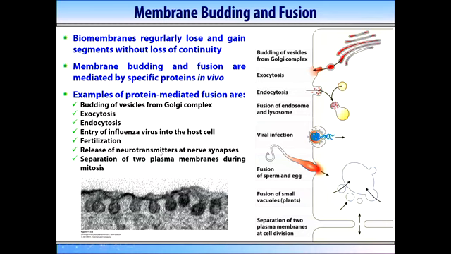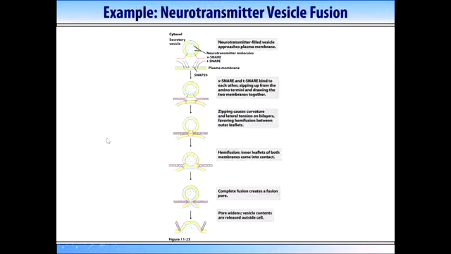It's their internal propensity to either merge together or to separate. And that is utilized in a variety of different functions, such as budding of vesicles from the Golgi complex that I'm sure you studied in the cell biology course. Exocytosis or endocytosis.